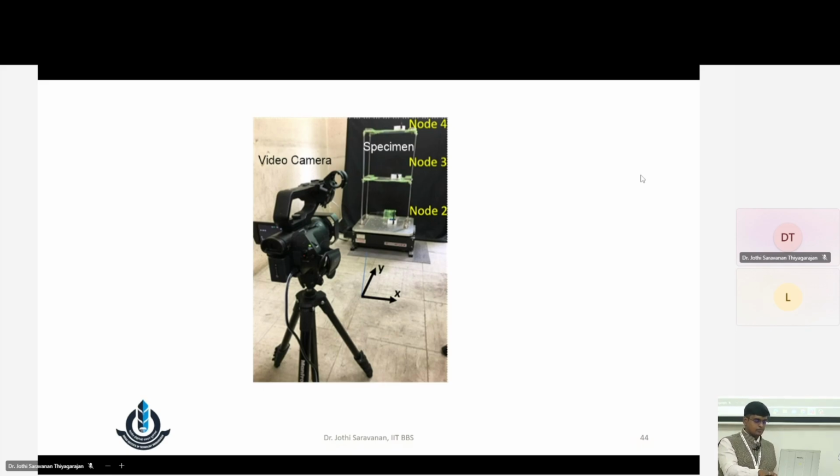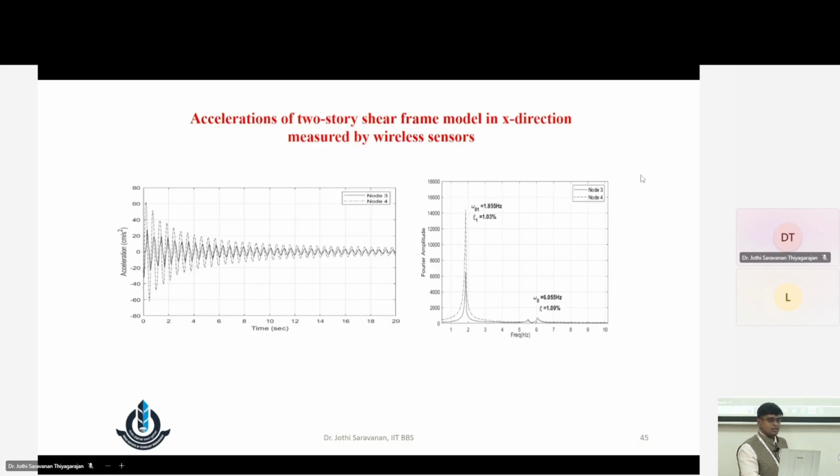This is the data collected from the accelerometers. It is so good to see, right? Because it's a shear building, it is going to have very good mode shapes. That's what we have obtained. For node 3 and node 4, you can see just the difference in the amplitude of the acceleration, but there is a very good match in the signal, and you get a very good FFT of it, where the peak frequency matches at 1.855 hertz and the second one is 6.05. Please try to remember this value.